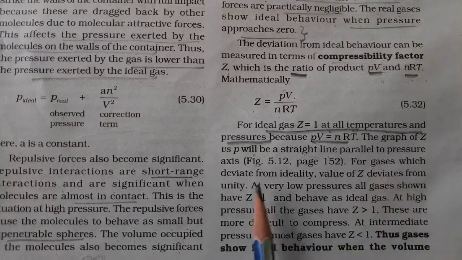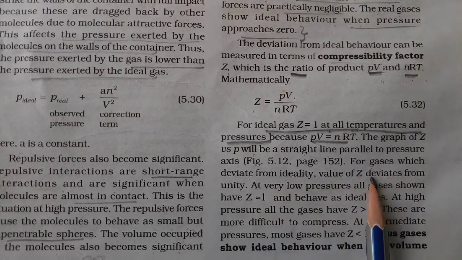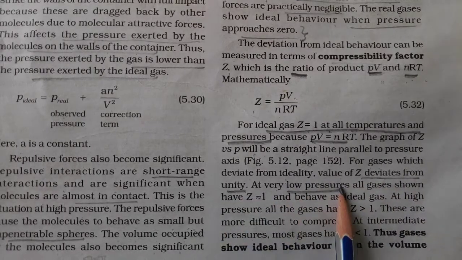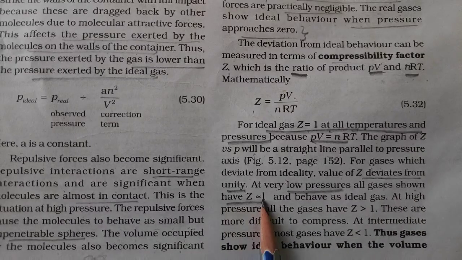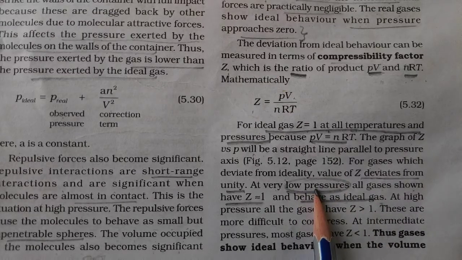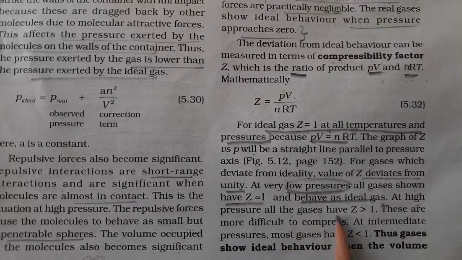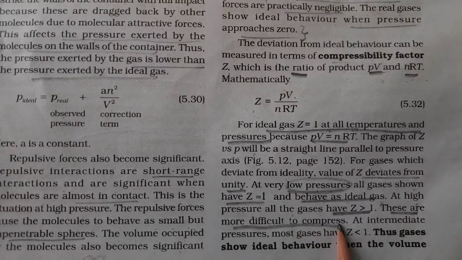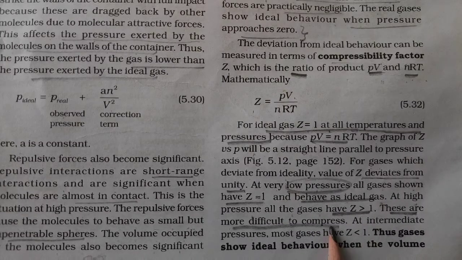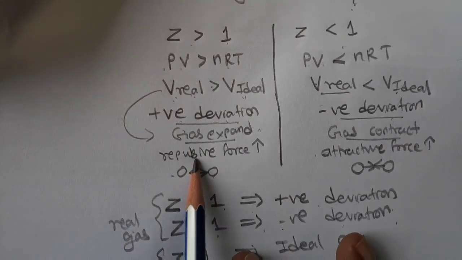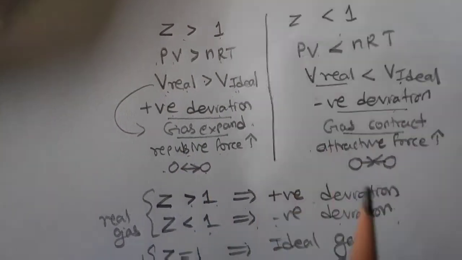For the gas which deviates from ideality, the value of Z deviates from unity, meaning 1. At very low pressure, this is very important, all gases show Z approximately equal to 1 and behave as an ideal gas. At high pressure, all the gases have Z greater than 1, and these are more difficult to compress, right? Because, as we said, repulsive force is maximum. So it is not possible to compress.